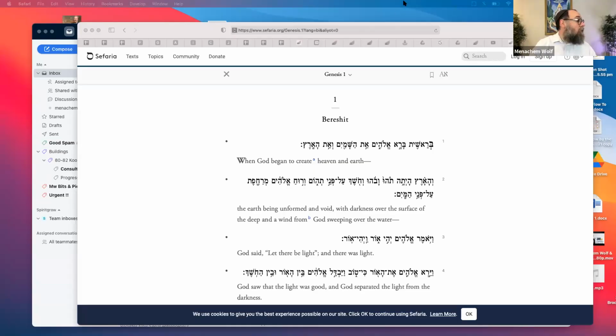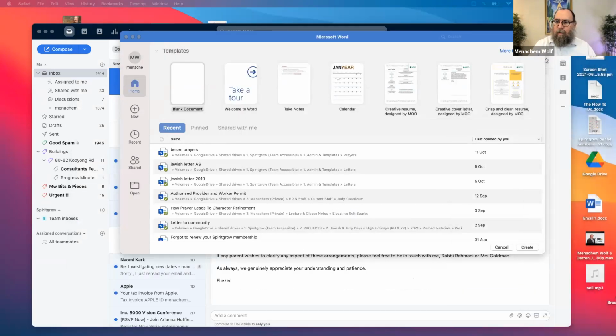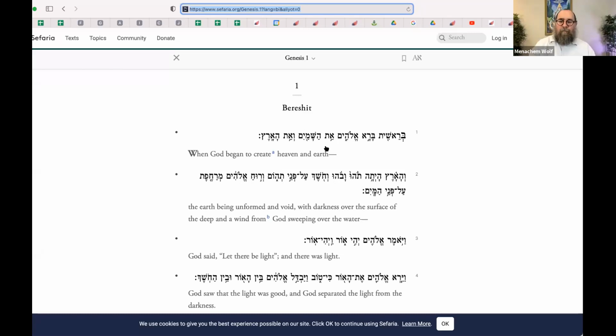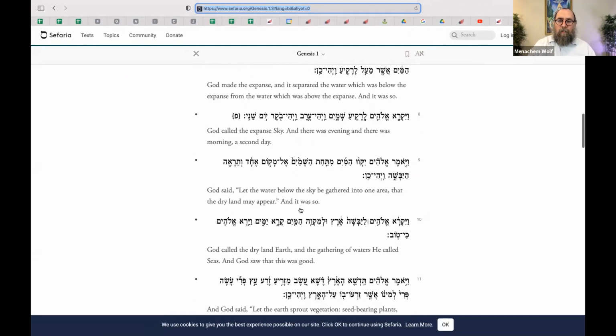Now, I hope you can see my screen. Can you see my screen of Safaria? Yeah? Okay. Sorry, Menachem, you're sharing the other screen. Okay, what was the other screen? It was my desktop. Yeah, another one popped up. Okay, we'll try it again. Okay, how's that? Good. Lovely.